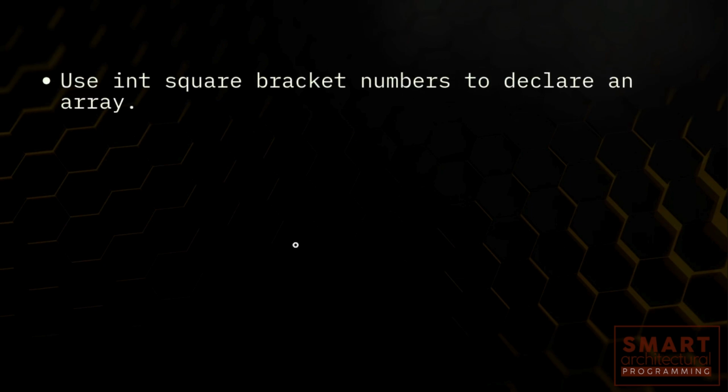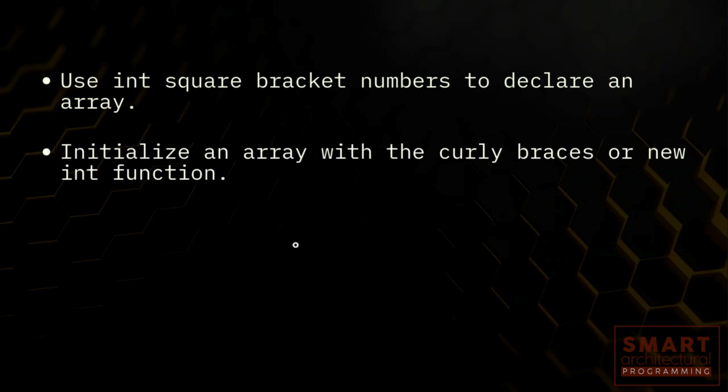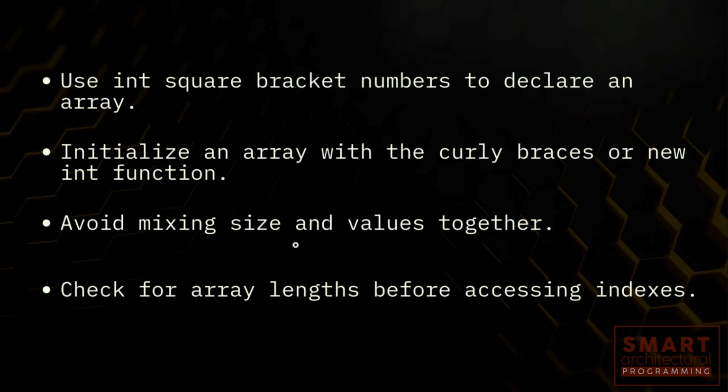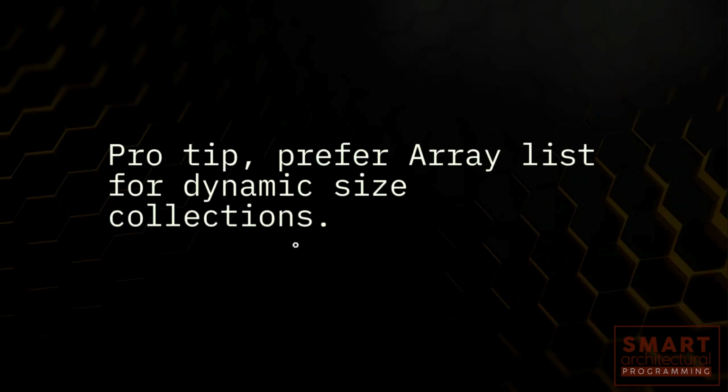So a quick recap: we used int square brackets numbers to declare an array. We initialized an array with curly braces or the new int expression. Then we avoided mixing size and values together, and we always need to check array lengths before accessing indexes. Pro tip, prefer ArrayList for dynamic size collections, but that's a topic for another day and we'll cover it later.